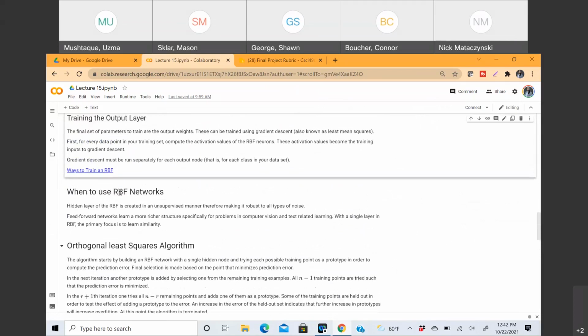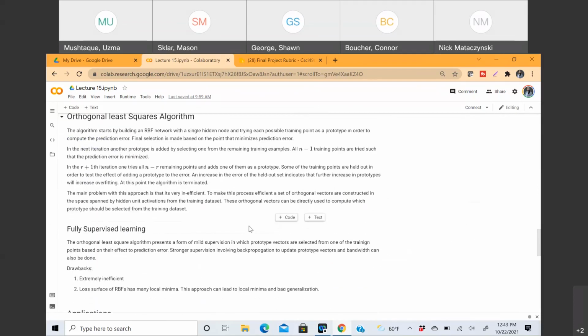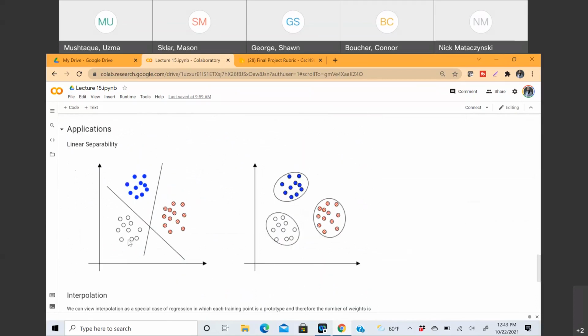All right, so even before we jump to the ways to train, when should we be using RBF networks? The hidden layer of my RBF is created in an unsupervised manner, so in some ways it is more robust because I already have a good starting point. In problems like this, if I'm using linear separators for this data set, it's usually difficult to get proper linear separation. And so in problems like that, I need to use RBFs.